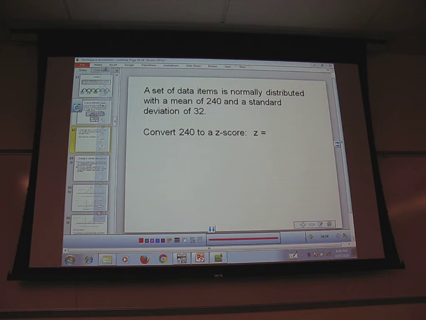All right, what'd you guys get? 0. 240 is 0 away from 240. Make sense? How far is 240 from 240? 0. It's right on it. So here's my mean, 240, and 240 is right on it. So it's going to have a z-score of 0. Make sense? Everybody on board with that part? Okay.